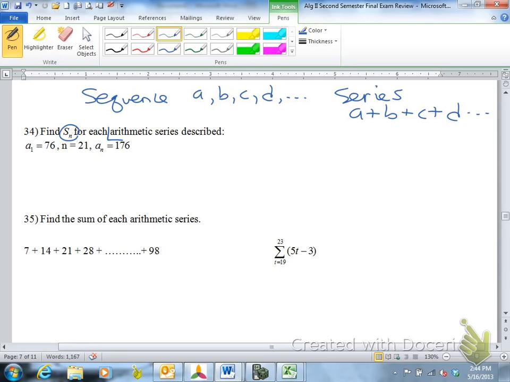This is arithmetic. So you can use this formula, the sum of 21 terms equals 21 over 2, 76 plus 176. And you can use your calculator and get the answer.